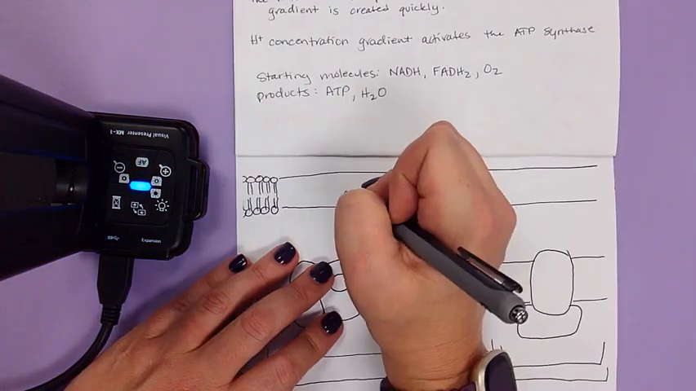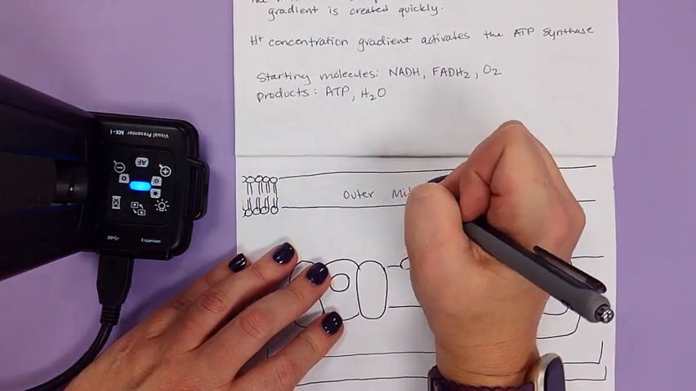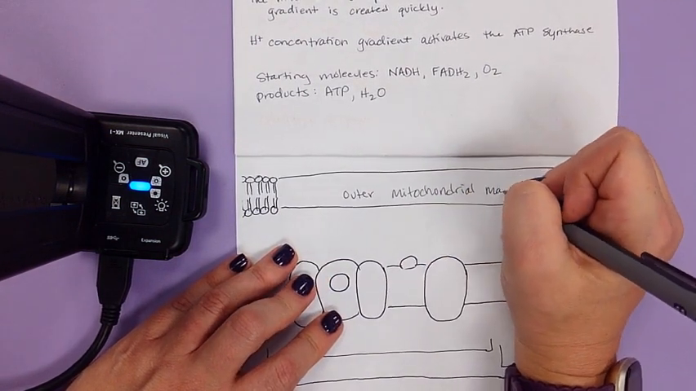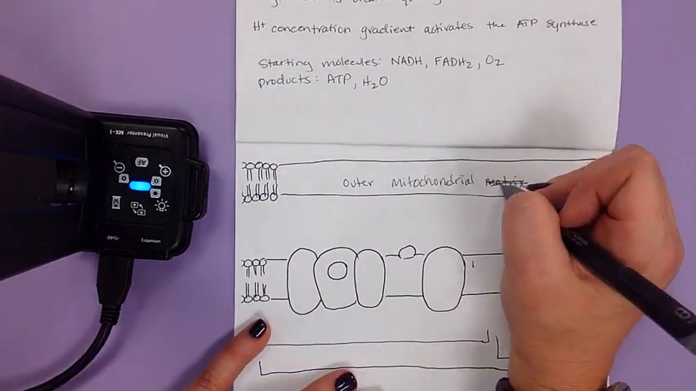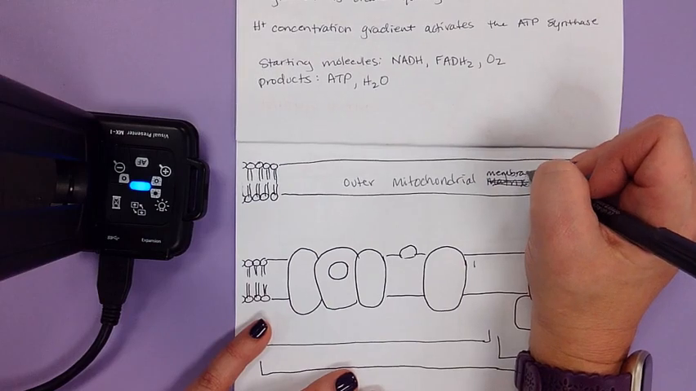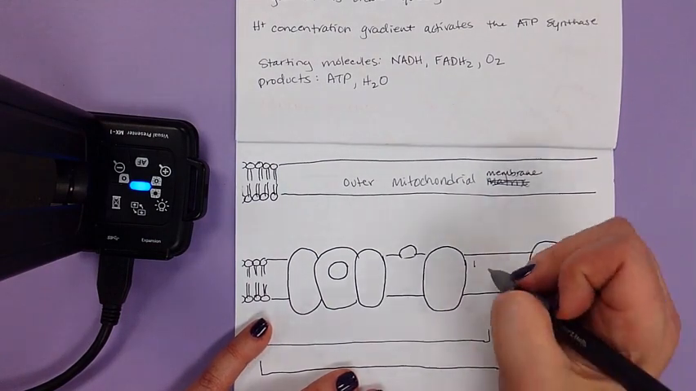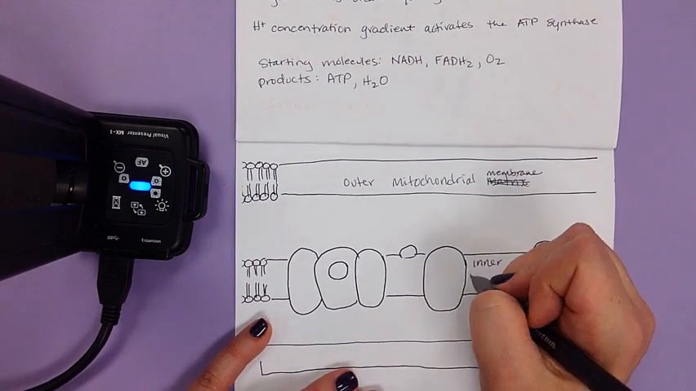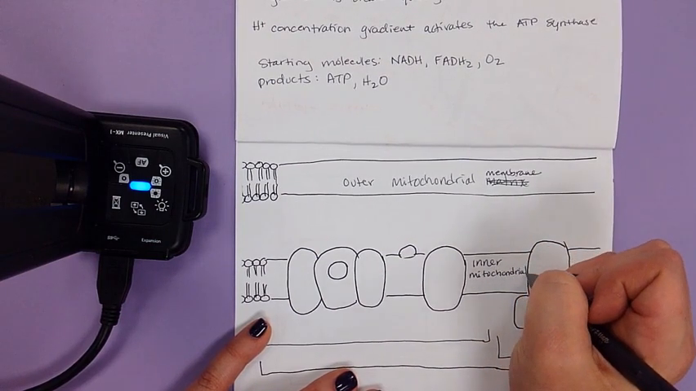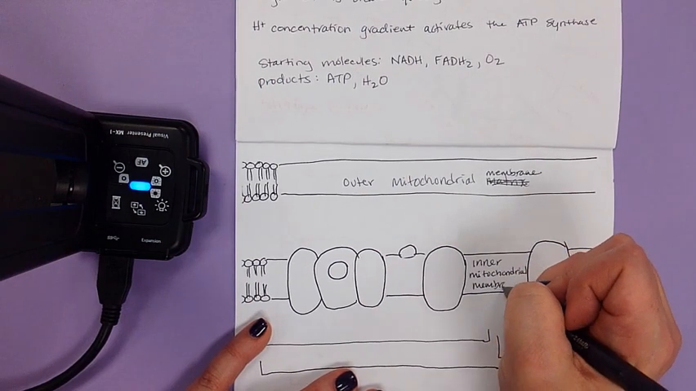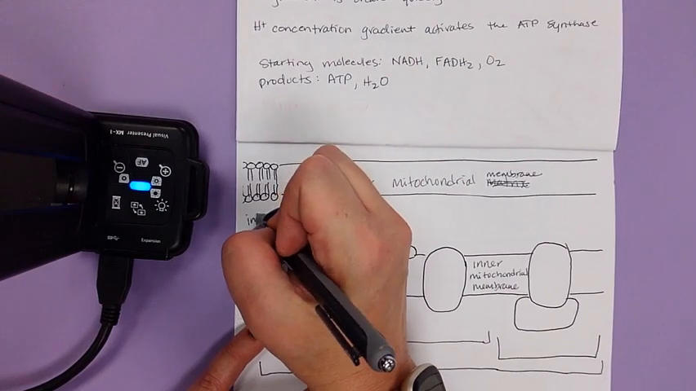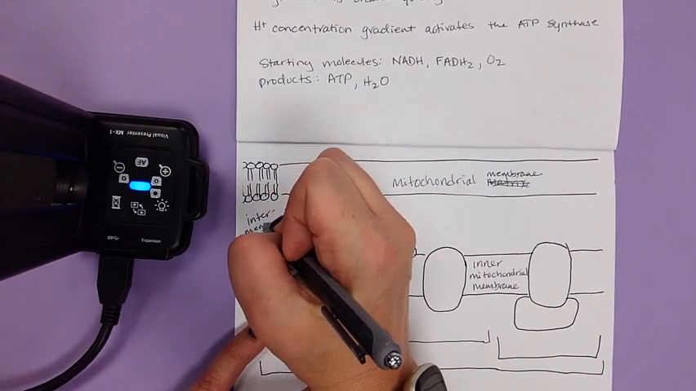All right, before we get started actually labeling what goes on, we need to label some structure. So this is a lipid bilayer. I got a little lazy drawing on my phospholipids, but this is the outer mitochondrial membrane. Oops, I accidentally wrote matrix. It's the outer mitochondrial membrane. And then this guy here, this is the inner mitochondrial membrane. You can see the phospholipids over to the side. This space in between is the intermembrane space.